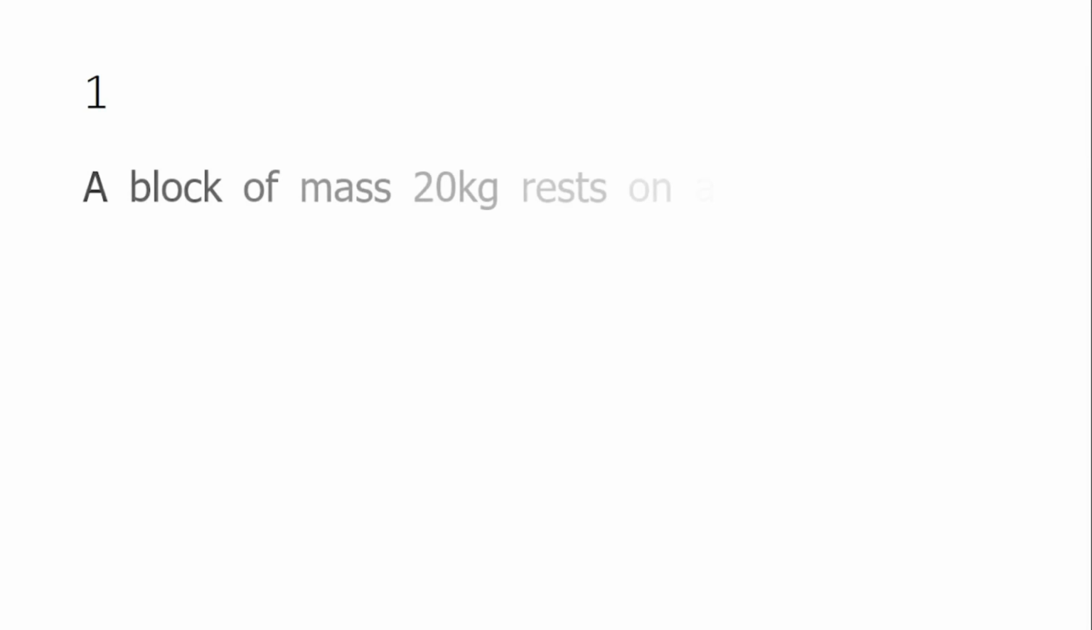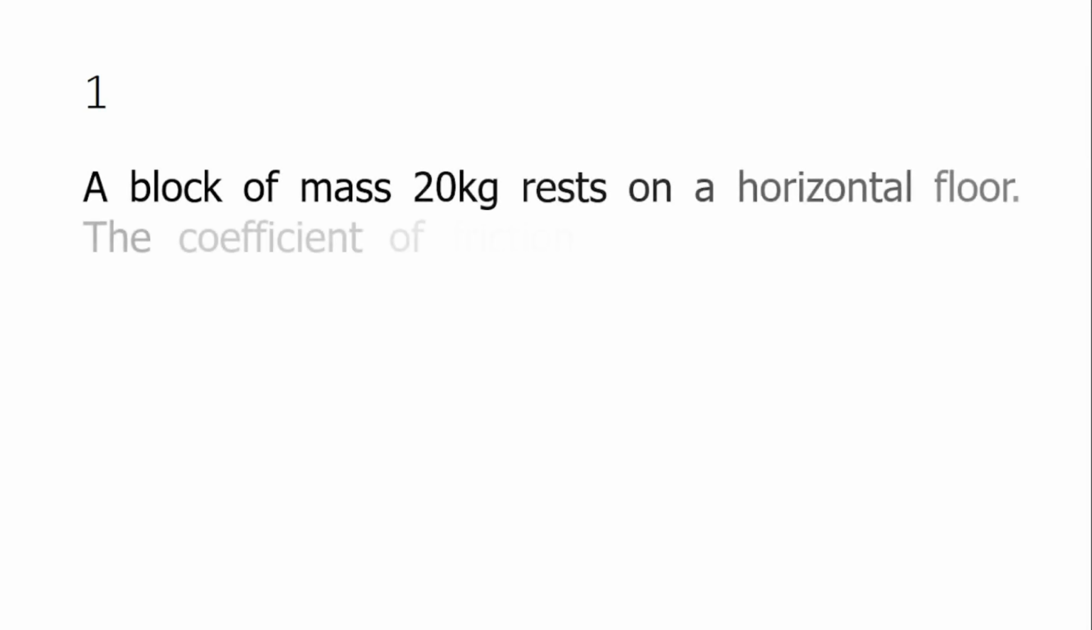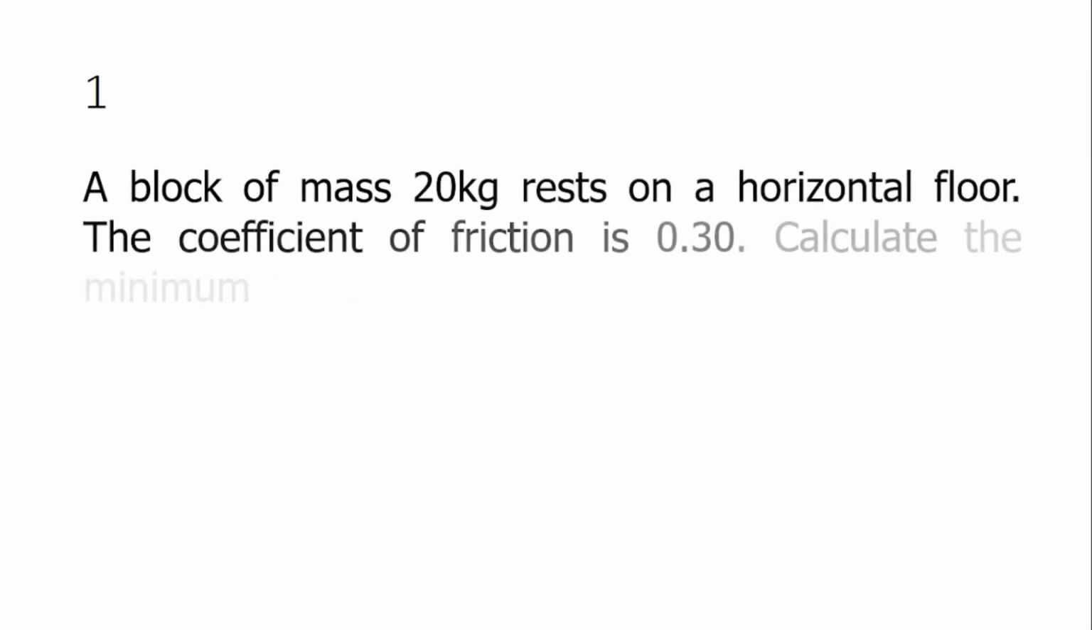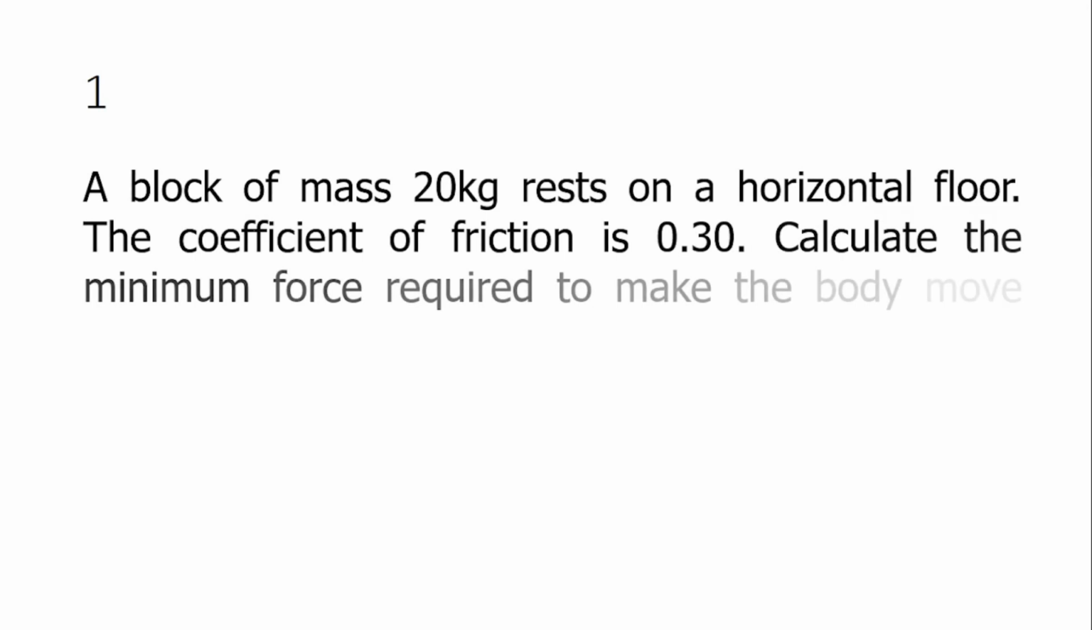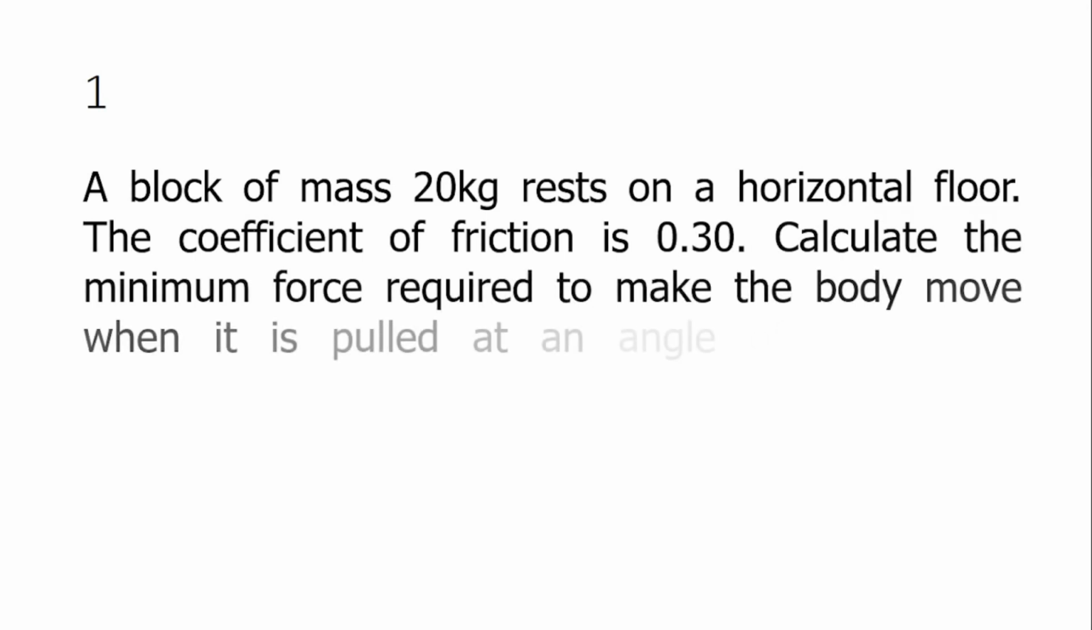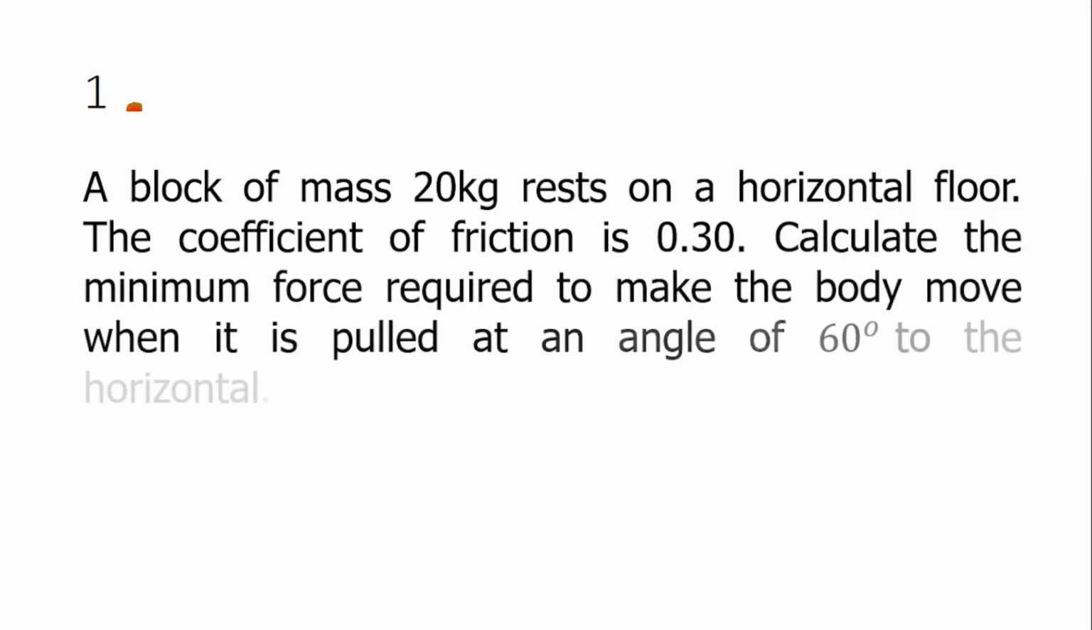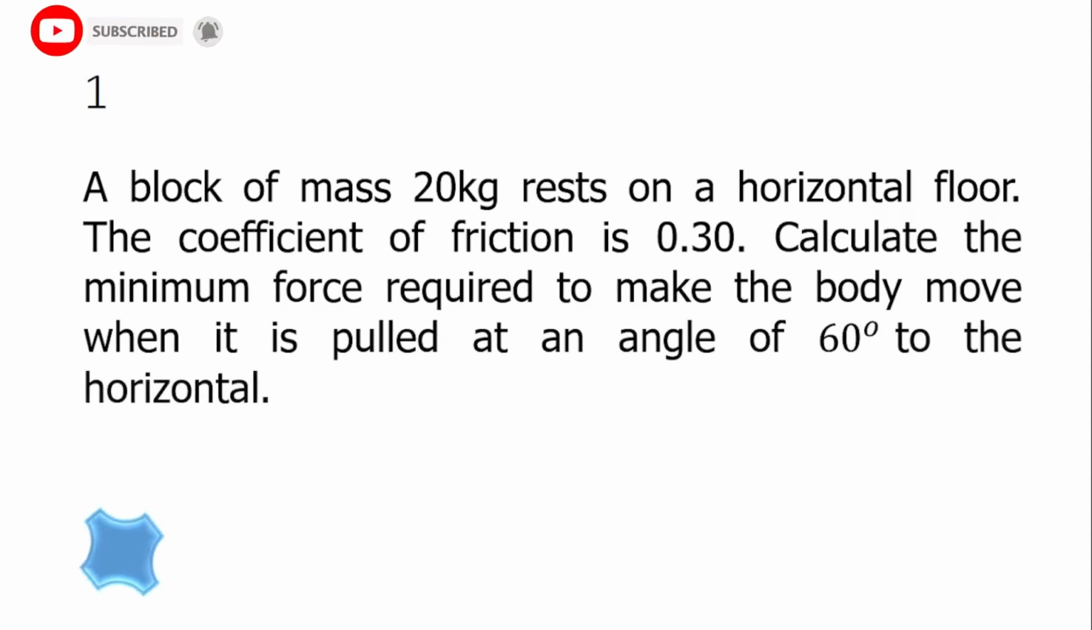A block of mass 20 kg rests on a horizontal floor. The coefficient of friction is 0.30. Calculate the minimum force required to make the body move when it is pulled at an angle of 60 degrees to the horizontal. I'll give you a few seconds to look at the question before we move to the solution part.